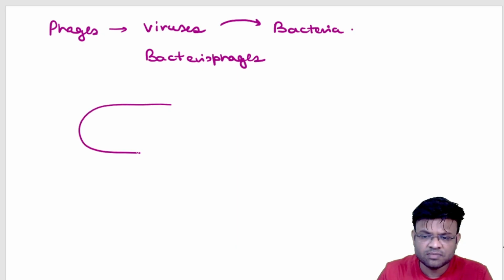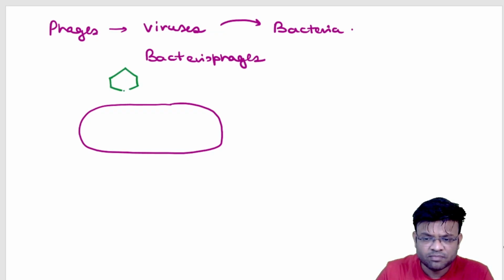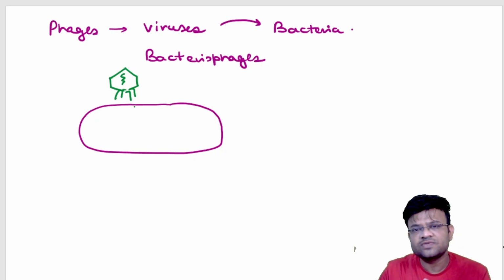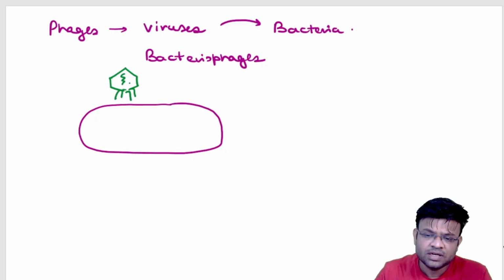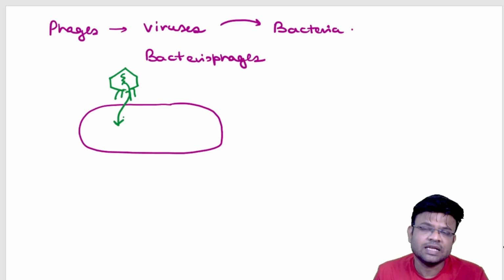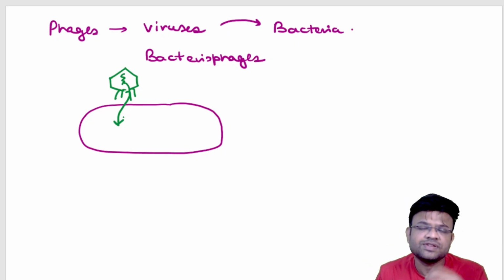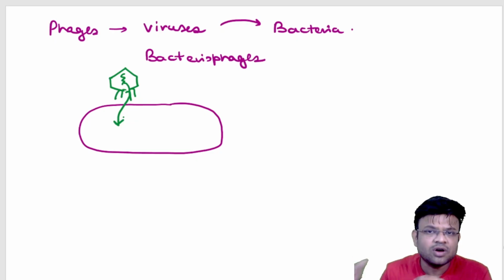Now what happens when a virus infects a bacteria? For example, suppose this is a bacteria, and let me show you that this is a virus. Let us say this is a bacteriophage virus. It has its genome over here, and when this virus infects the bacteria, the genome of the virus will move inside the bacteria and gain control of the bacterial cell, and it will command the bacterial cell to do whatever it wants. So this is how a phage vector performs its function.